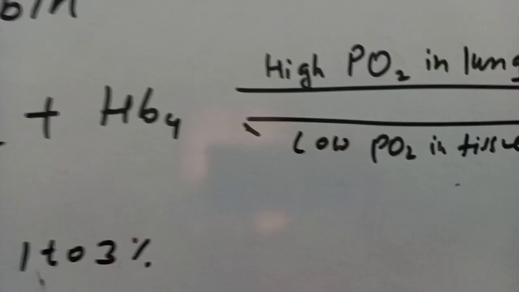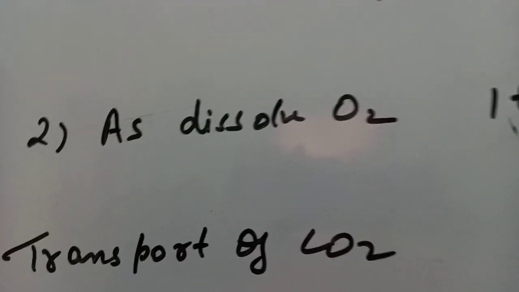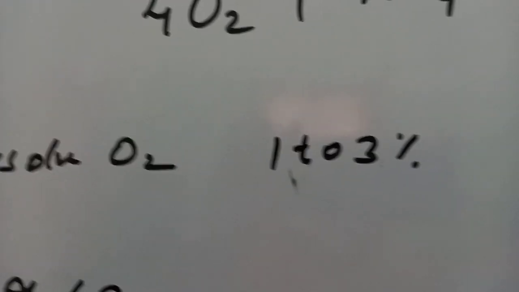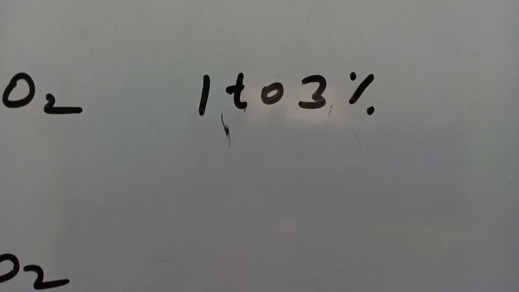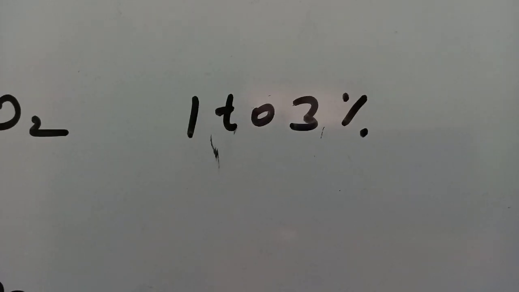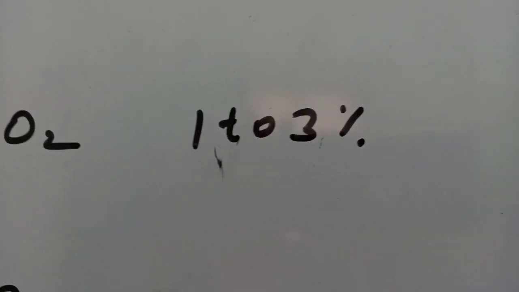The second way by which oxygen can be transported is in a dissolved form. In this, only 1 to 3% of oxygen is transported in a dissolved form in plasma.